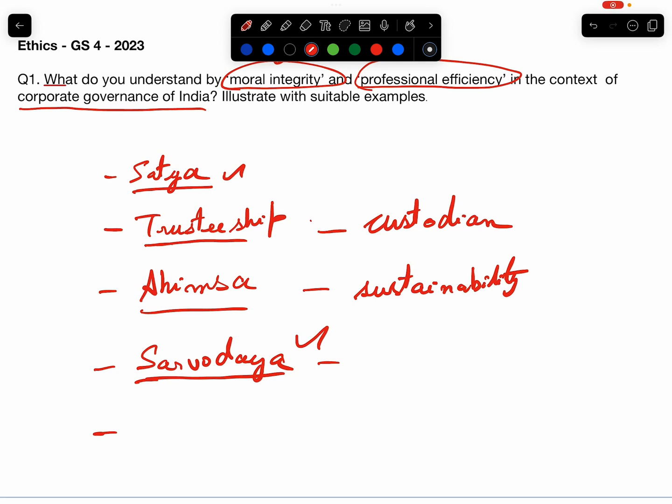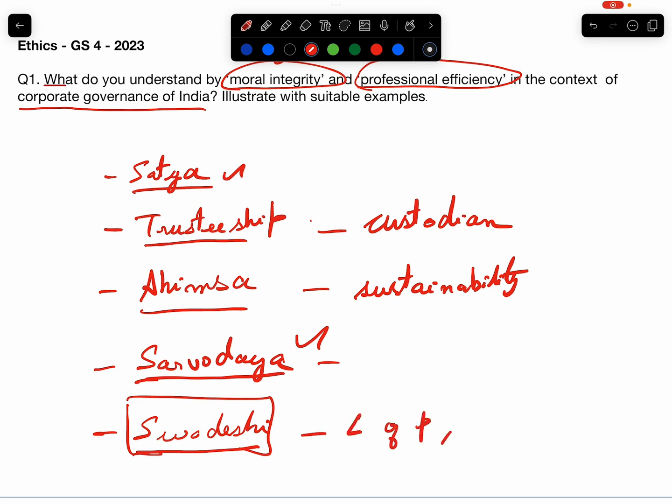Then you can bring in the aspect of Swadeshi. Now, this Swadeshi and corporate governance, we can look at it in terms of localization of production. You can look at it in the case of businesses supporting Atma Nirbhar Bharat. Again, this is a good way that you can make a connection.